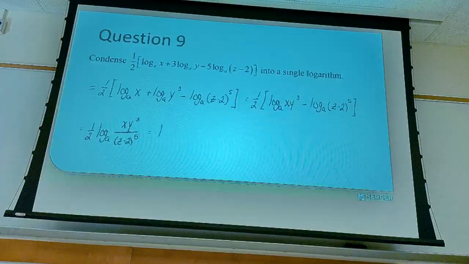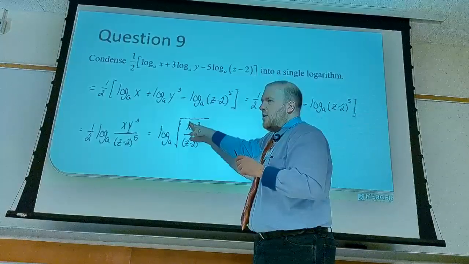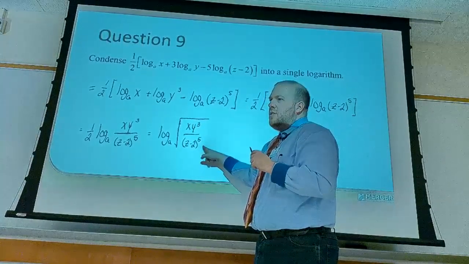But how would you do the other way? Would you multiply 1/2 times 3? So you have 1/2 log x plus 3/2 minus 5/2. So each of these exponents, get rid of the square root. Each of these exponents would just be over 2. So that'd be x to the 1/2, y to the 3/2, z minus 2 to the 5/2, which is the exact same thing as this.